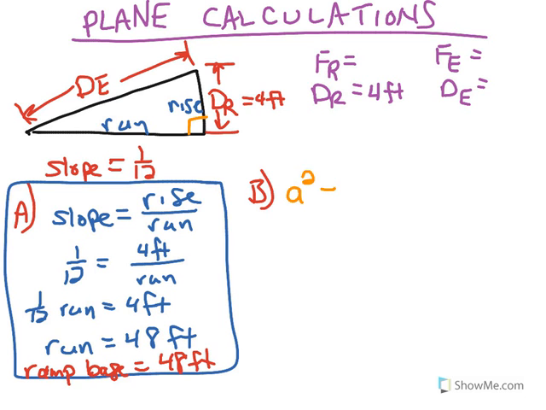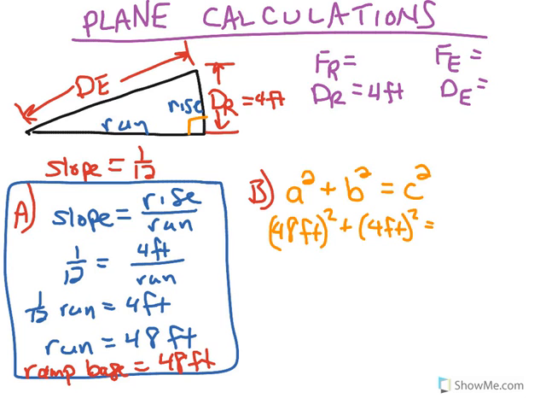and square it, add it to the square of the other leg, and that will always equal the hypotenuse squared. In this case, our A, we'll say, is the run, which is 48 feet. When you put numbers into formulas, you're supposed to use labels. And we'll say B is the rise, which is 4 feet.